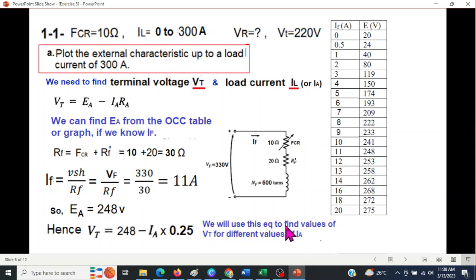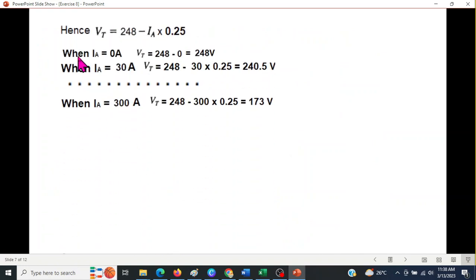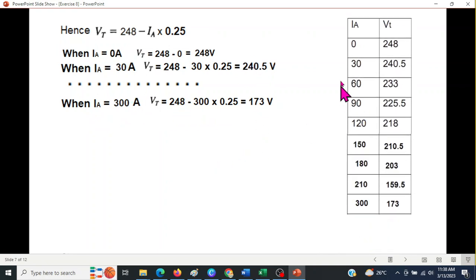We'll use this equation to find values of VT for different values of IA. Okay, so this is the equation. Let's put IA equal to 0, then we get a value of VT, then IA is 30, we get a value of VT, and so keep putting in the values, and finally for 300 ampere, it's 173. So the graph will now look like this.